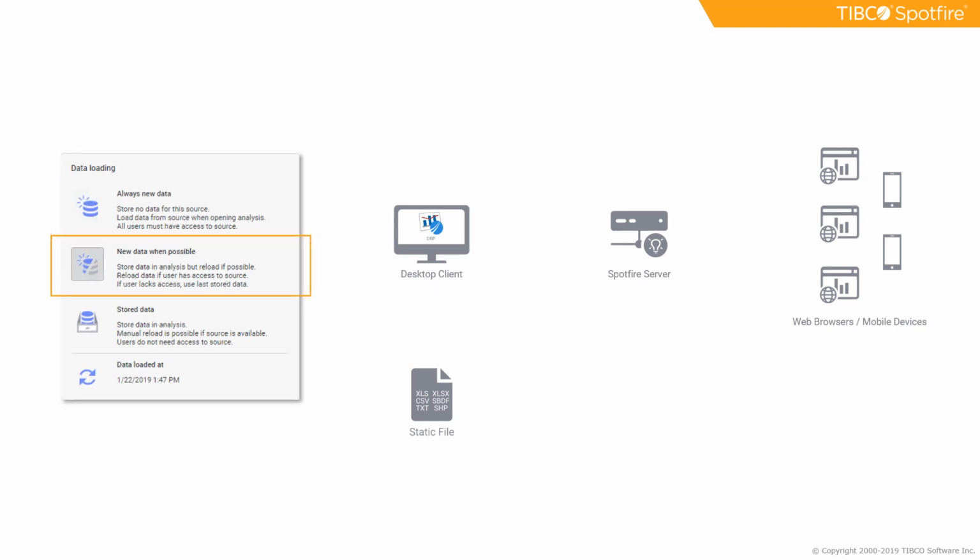For new data when possible, the data is stored inside the DXP and will be automatically refreshed when the DXP is opened and the source is available. This means any new data in the spreadsheet will be brought into Spotfire. You would then need to resave the DXP to the library to have the new data shown for other consumers.